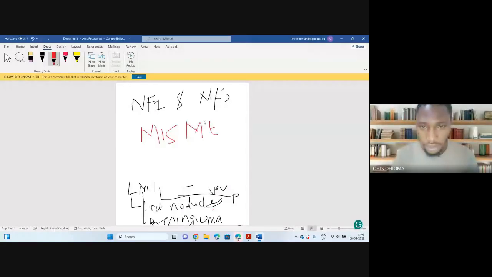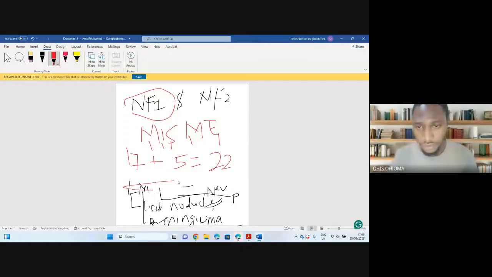How many letters do we have here? 1, 2, 3, 4, 5. And I told you that neurofibromatosis 1 has 17, right? So to remember the chromosome that is affected, you just add that 17 plus these 5 letters, and it gives you 22. So the chromosome abnormality for neurofibromatosis 2 is located on chromosome 22.